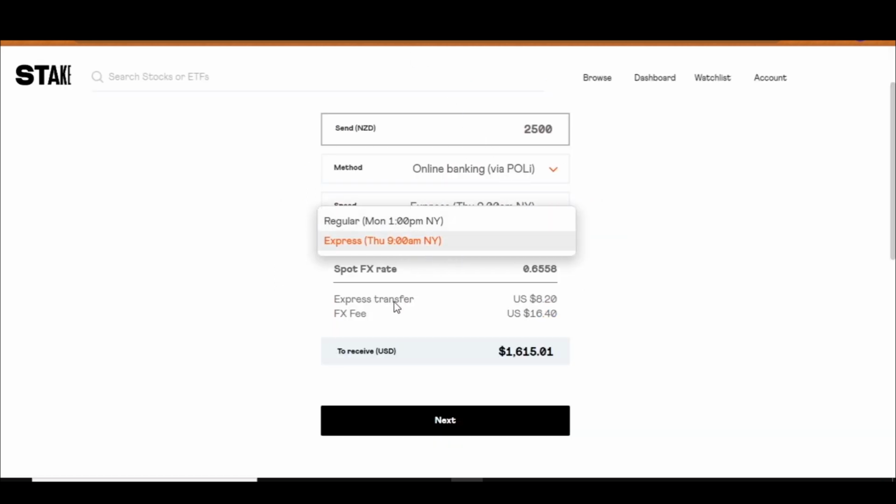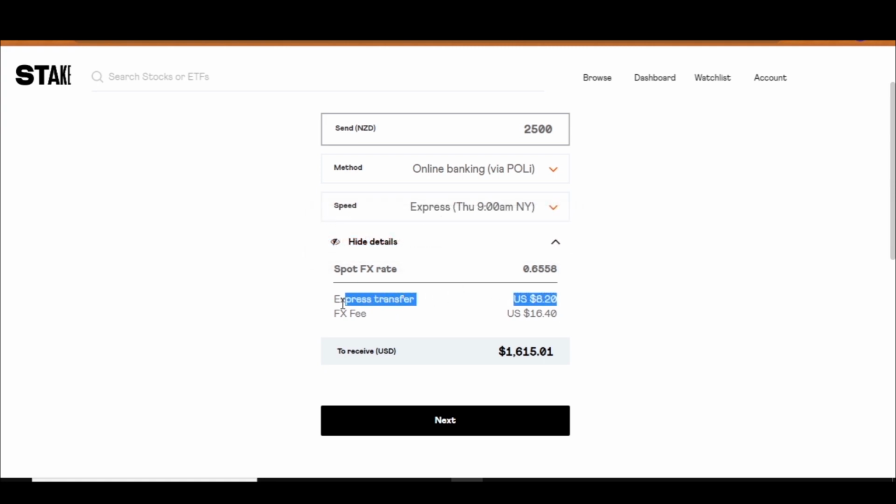So in the chance you hear some good news and think some companies might benefit from it, and it's like 3 p.m. in New Zealand time, Sharesies would convert your New Zealand dollars the fastest, because Stake would charge you extra for that speed.